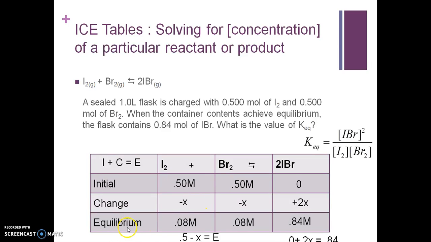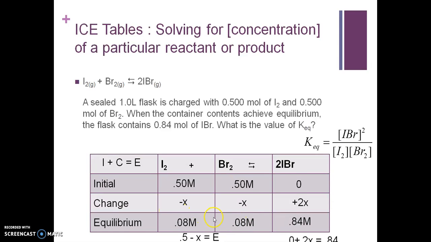So what this table means is that initially, if I start off with 0.5 molar of my bromine and my iodine, the reaction is going to take place and start making product. And I'm going to lose my reactants and gain products until they're at equilibrium, until their rates are the same.